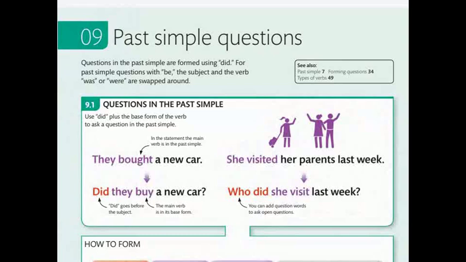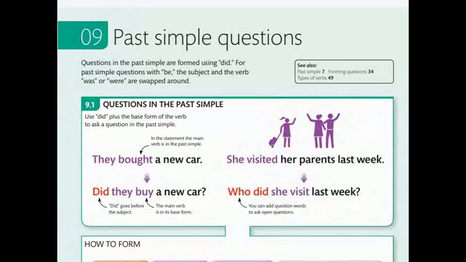9.1. Questions in the past simple use did plus the base form of the verb to ask a question in the past. For example, they bought a new car. In the statement, the main verb is in the past simple. Did they buy a new car? Did goes before the subject. The main verb is in the base form.